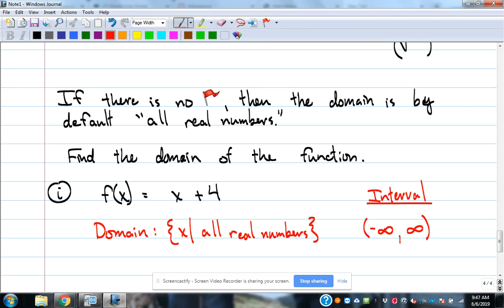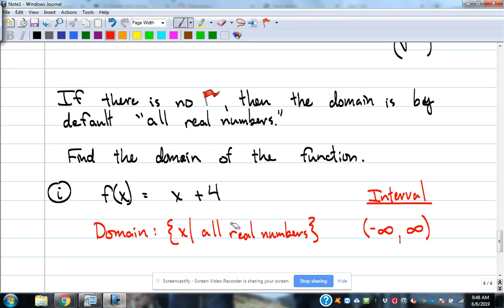Excuse me, infinity. All right. So thank you. So from negative infinity to positive infinity is the same thing as all real numbers. Okay. We're going to kind of try to introduce that as we go here, be able to work with both of those.